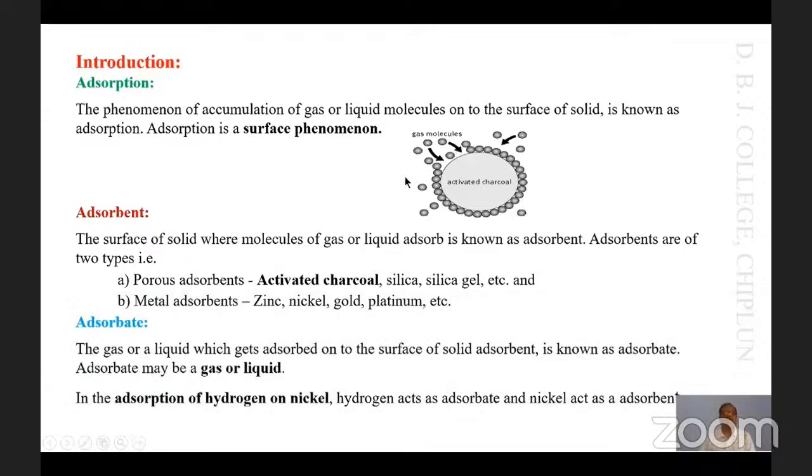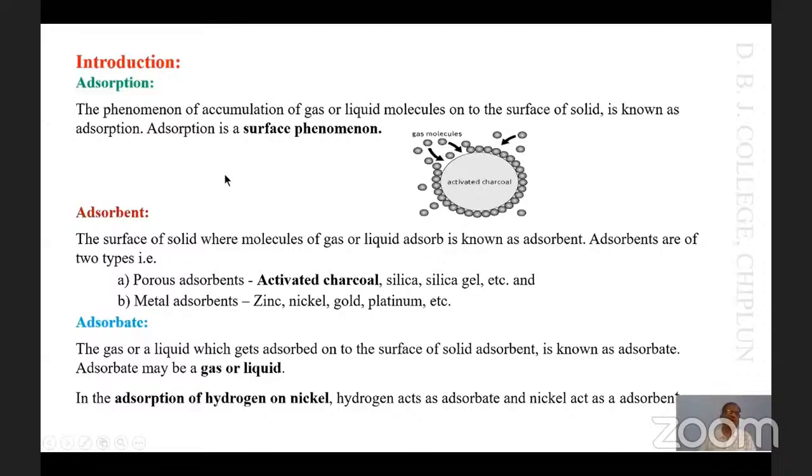One more similar sounding term is there, that is known as absorption. In absorption, the molecules of a liquid penetrate deep into the body of a solid and get uniformly distributed. So therefore, that solid becomes wet from inside as well as from outside. This phenomenon is known as absorption.